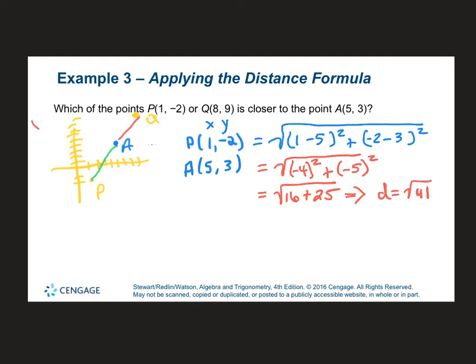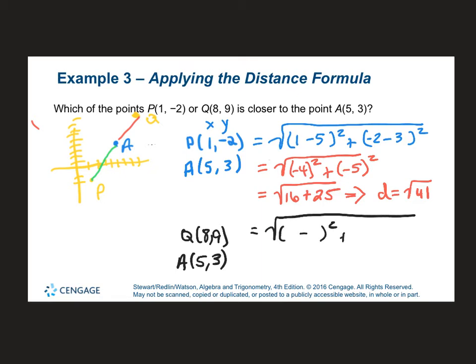Now I'm going to do the exact same thing, but I'm going to find the distance from Q, which is 8, 9, to A, which is 5, 3. So again, set your formula up. You have your x's, you're going to subtract and square them. Your y's that you subtract and square them, and then you add in the middle. Order does not matter, just keep your x's together. So I'm just going to write 8 minus 5 squared plus 9 minus 3 squared.